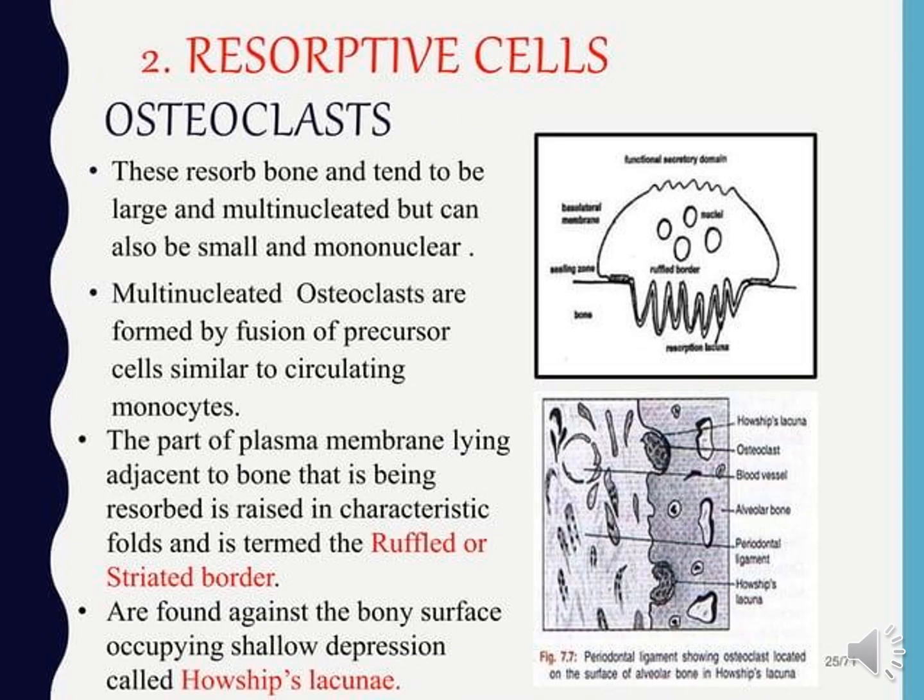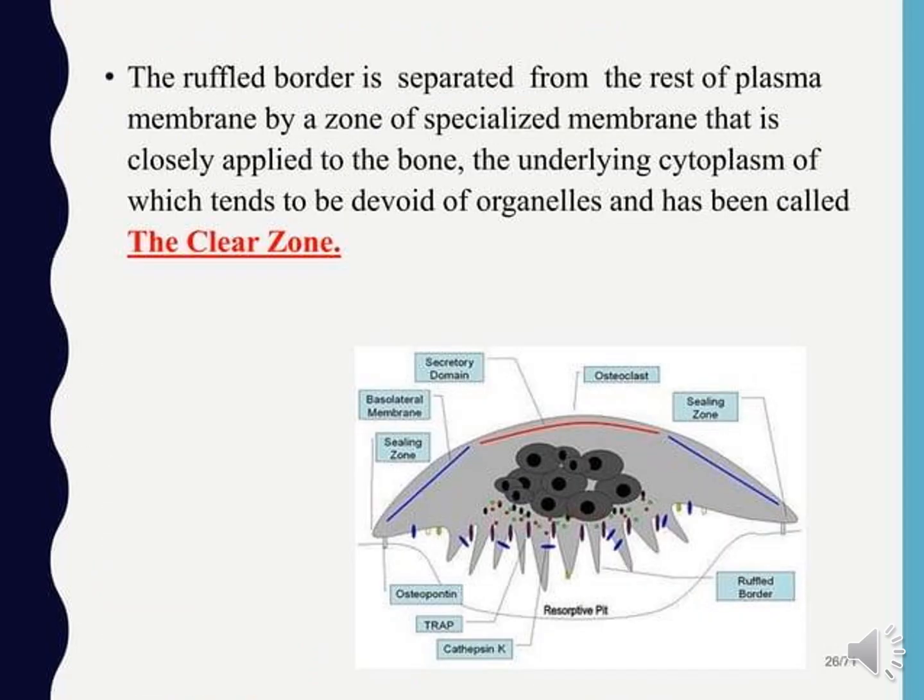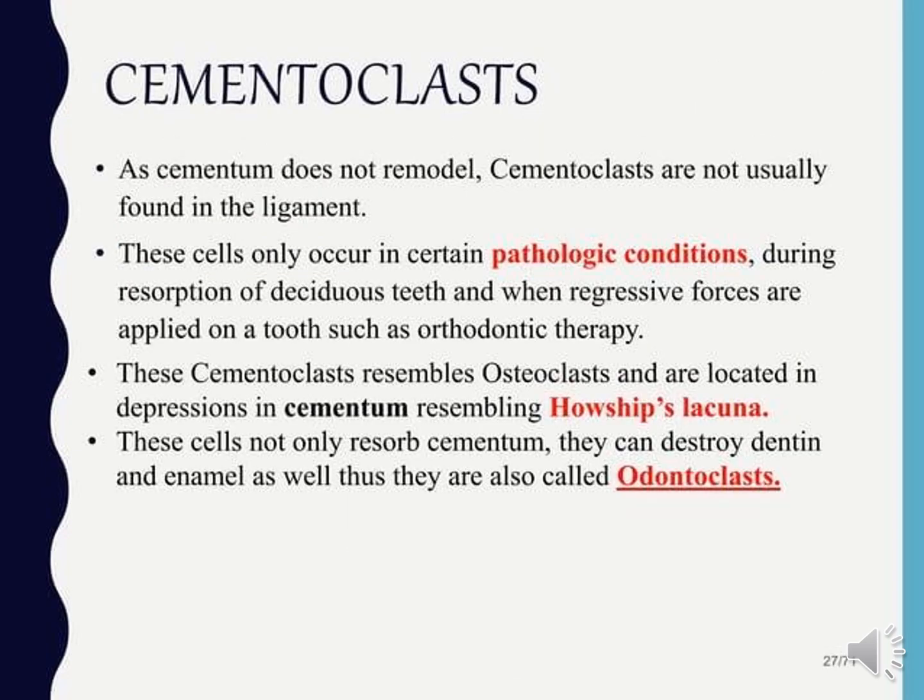Resorptive cells will be your osteoclasts. These resorb bone and tend to be large and multinucleated, but can also be small and mononuclear. Multinucleated osteoclasts are formed by fusion of precursor cells similar to circulating monocytes. The ruffled border is separated from the rest of the plasma membrane by a zone of specialized membrane that is closely applied to the bone, the underlying cytoplasm of which tends to be devoid of organelles and has been called the clear zone.